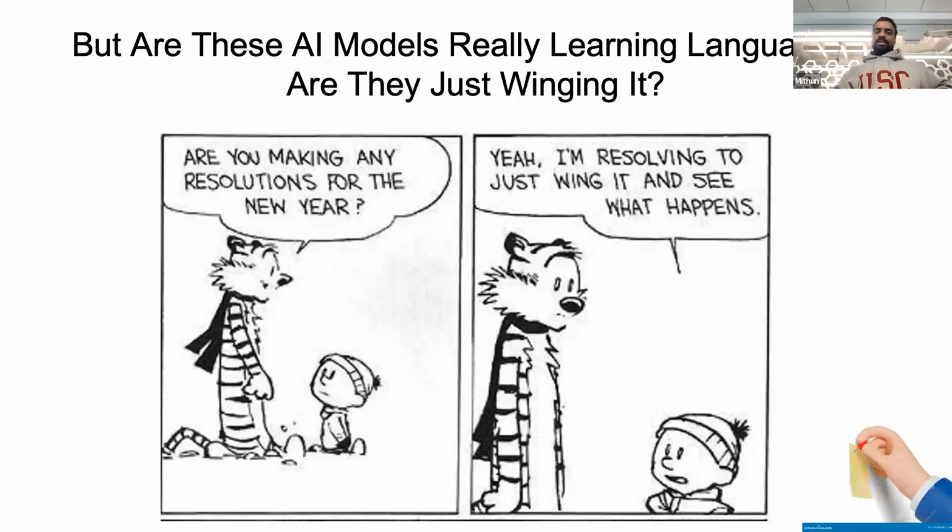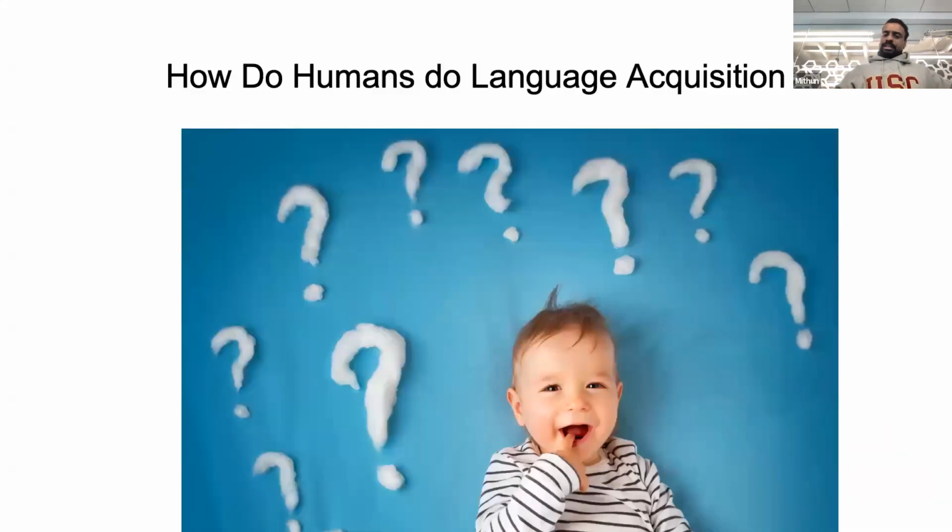Here's an interesting question I've been asking: are these AI models really learning language, or are they just winging it? Calvin and Hobbes: are you making any resolution for the new year? Yeah, I'm resolving to just wing it and see what happens. That's what we do anyway. So let me put a pin on it and ask this other question. How do humans do language acquisition, which is a fancy way of saying, when you're a baby, how did you learn the first language, your mother tongue, your native language?